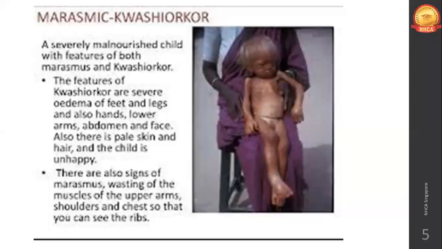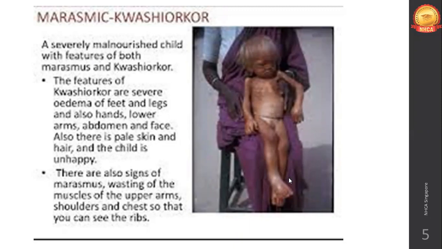Next, we come to the third type of severe acute malnutrition. Is kwashiorkor clear to all? Is the difference between marasmus and kwashiorkor, the clinical features, clear to all? In marasmic kwashiorkor, from the name itself, it's a child who has signs and symptoms of both marasmus as well as kwashiorkor. Mostly kids around 2 to 3 or 4 years suffer from marasmic kwashiorkor. It is a severely malnourished child with features of both marasmus and kwashiorkor.